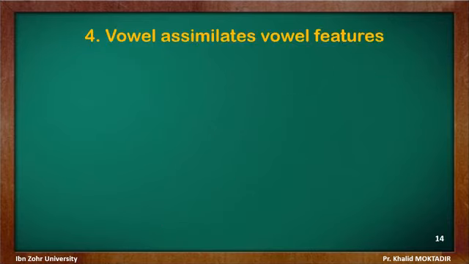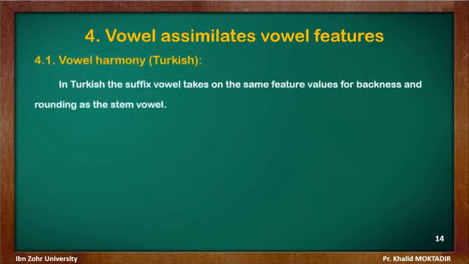In Turkish, the suffix vowel takes on the same feature values for backness and rounding as the stem vowel. That is, if the stem vowel is plus back, the suffix vowel is also plus back. And if the stem vowel is plus round, the suffix vowel is also plus round. The same thing happens when the stem vowel has a negative value for the feature back or round.